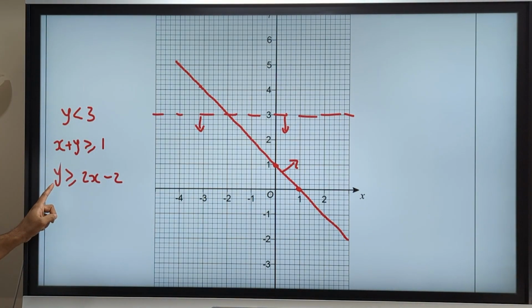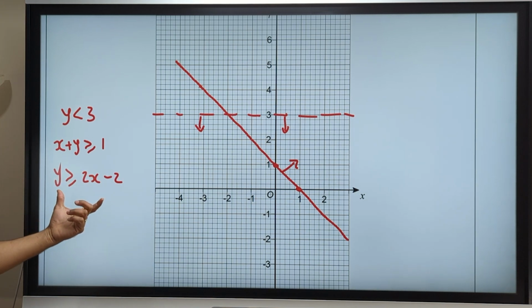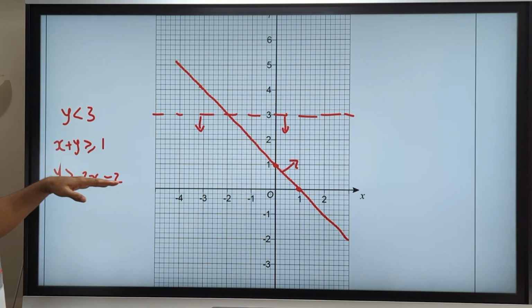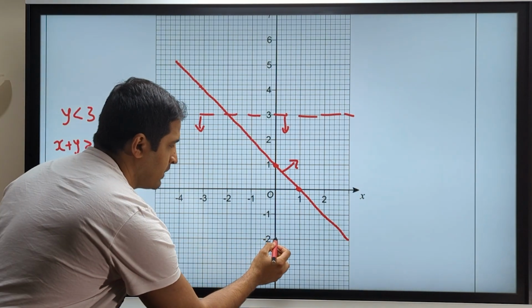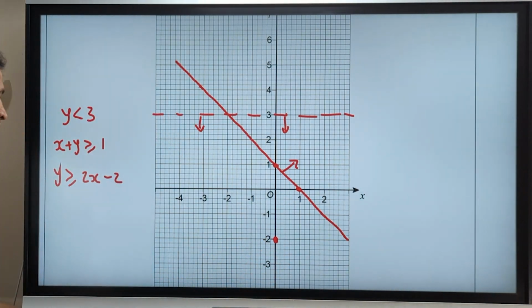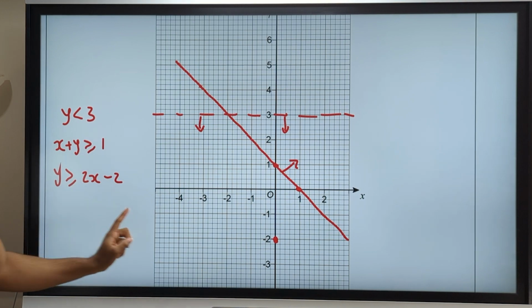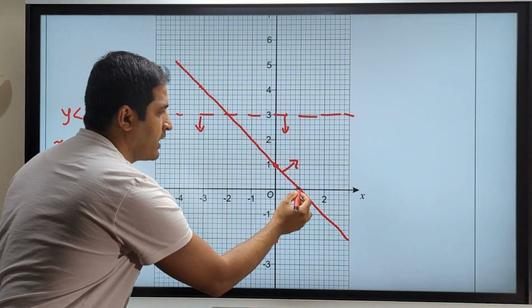And then the last one we need to draw is this line, y equals 2x minus 2. How are we going to draw that line? It's going to go through negative 2. That's your y-intercept, so we know where this point is. And then the gradient is 2. So when you move 1 across, you go 2 up. So that's another point.